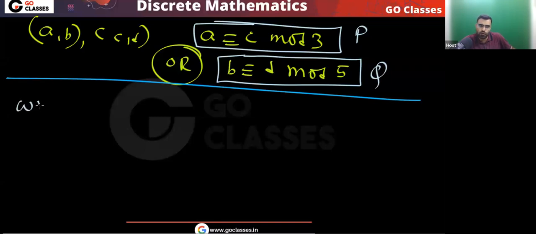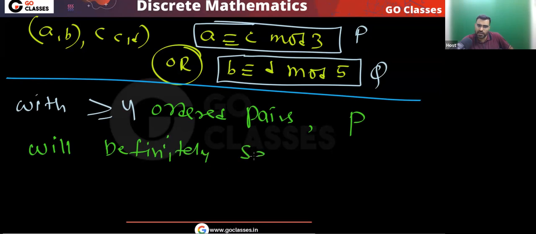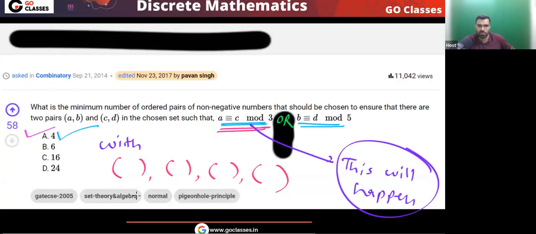Now you can notice with 4 ordered pairs, what can you guarantee? With more than or equal to 4 ordered pairs, what can you guarantee? P will definitely happen. P will definitely be satisfied. Yes or no? So if P is satisfied, then that's it. We want only one condition, because there is OR. So for this question, the answer will be 4. Did you understand this variation?